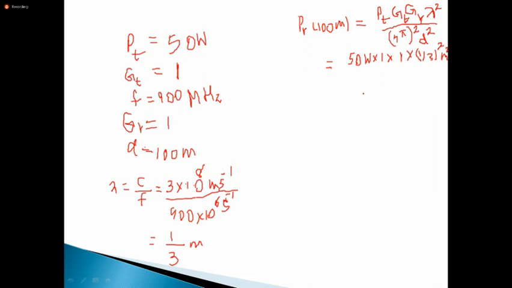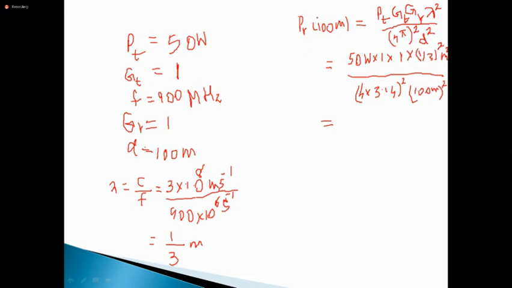Meter square. And then here 4 into 3.14, 3.14 whole square. D square, D is 100 meter whole square. So see, the power unit comes from the watts, because the meter square here cancels with the meter square there. So the final answer will be in watts. Can you please simplify this and tell me the answer?